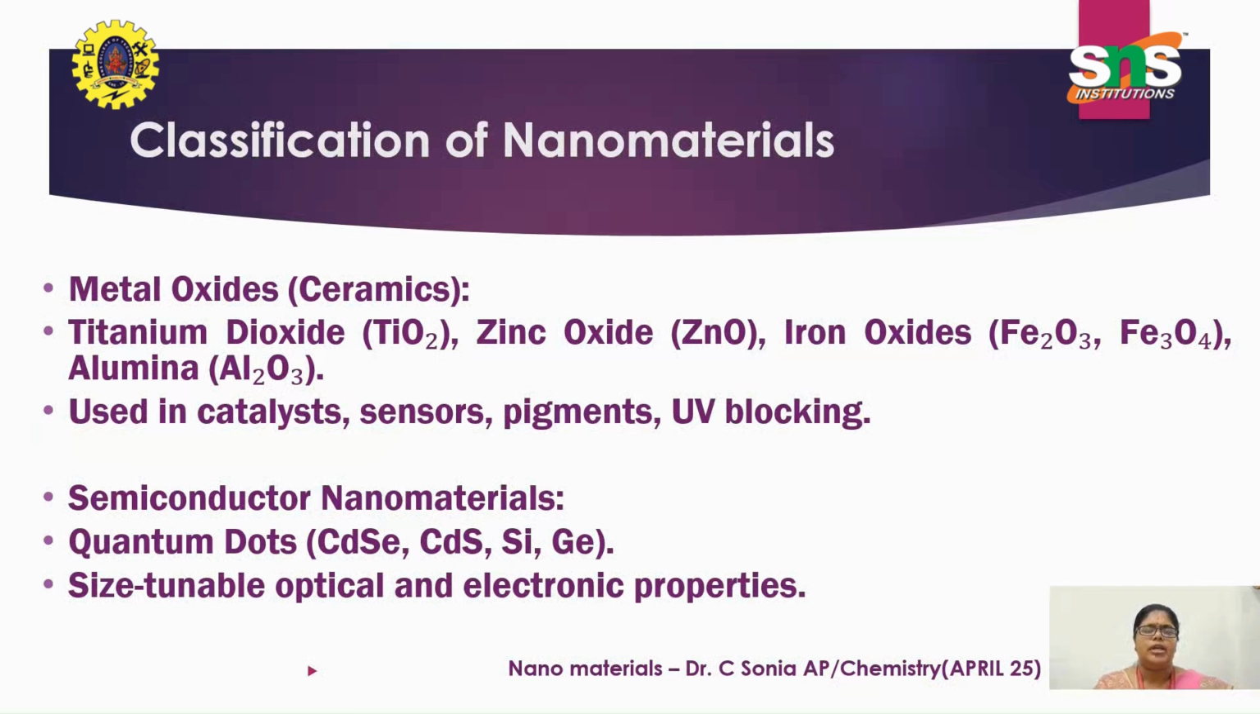The next category is semiconductor nanomaterials. They are the quantum dots: cadmium selenide, cadmium sulfide, silicon, germanium. All these are examples of semiconductor nanomaterials. Their unique properties are that they are size tunable, and they have very unique optical and electronic properties.